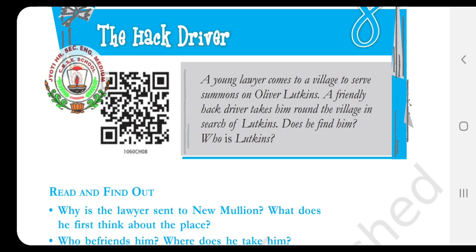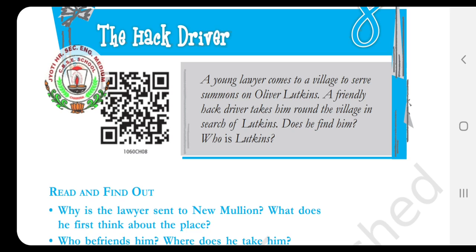The introduction. A young lawyer comes to a village to serve summons on Oliver Litkins. A friendly hack driver takes him around the village in search of Litkins. Does he find him? Who is Litkins? So these are a few questions for which we have to go through the chapter and find the answers. So we are ready now to find out the answers.